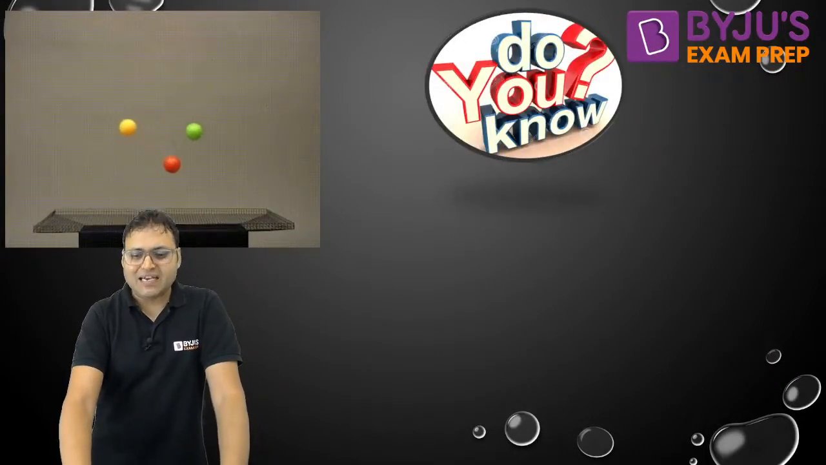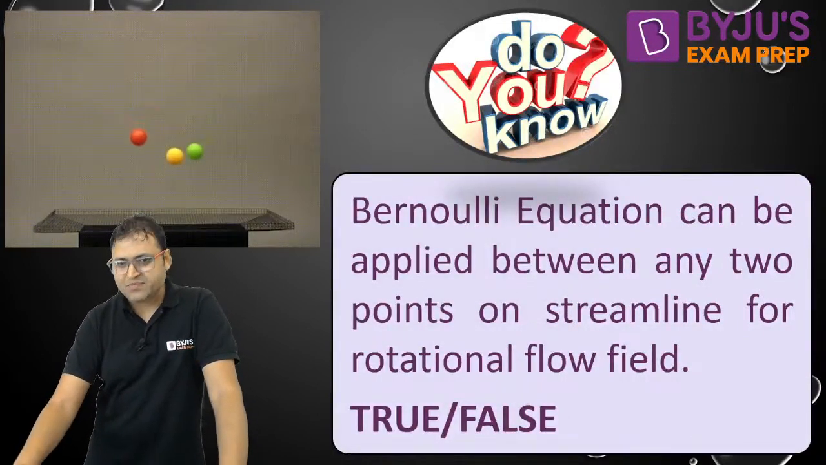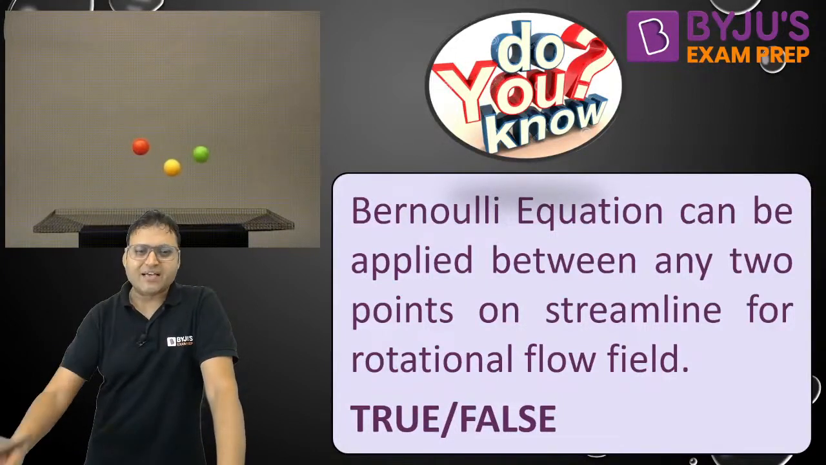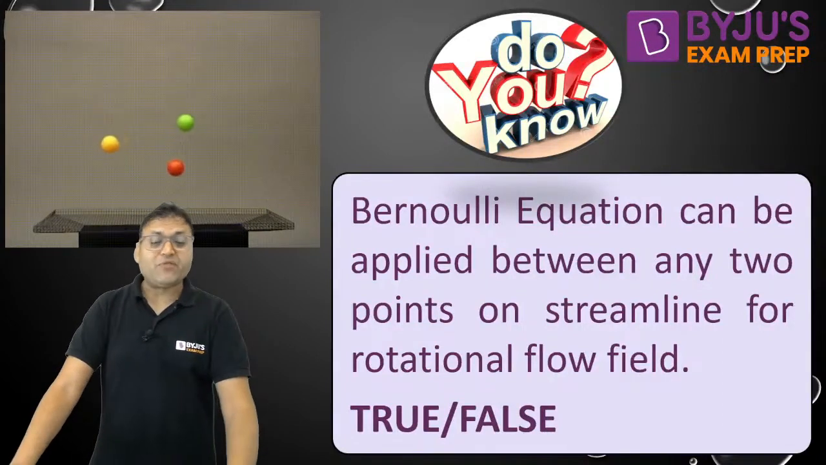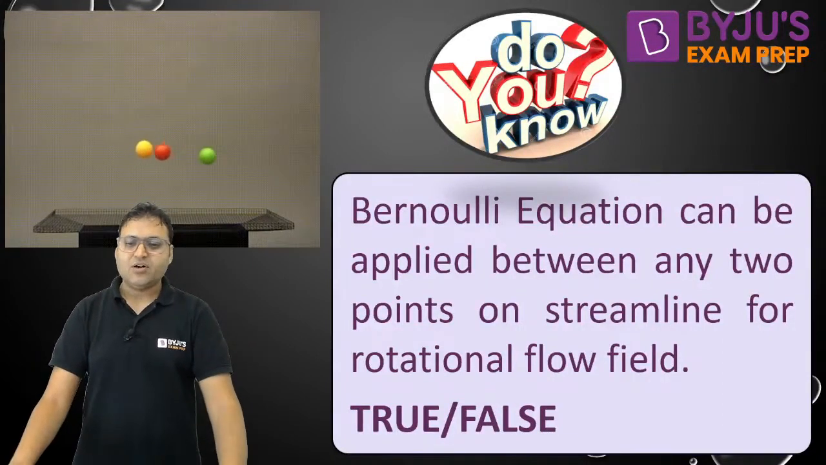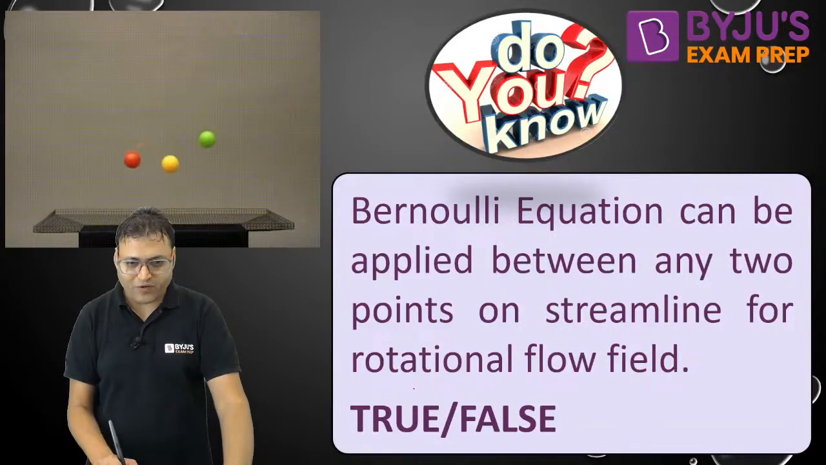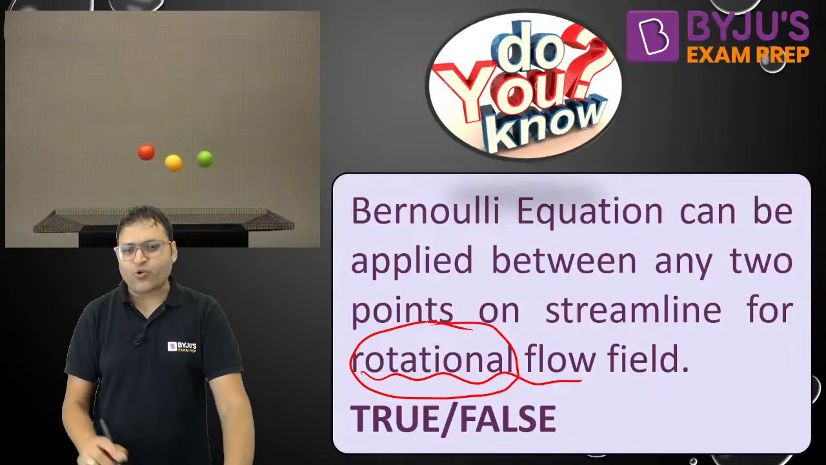Before we start, let me know your understanding about the Bernoulli principle. There is a simple question, yes or no. You are supposed to give me the answer, whether your answer is yes or no. Bernoulli equation can be applied between any 2 points on the streamline for the rotational flow field. Can we apply the Bernoulli equation for rotational flow field?